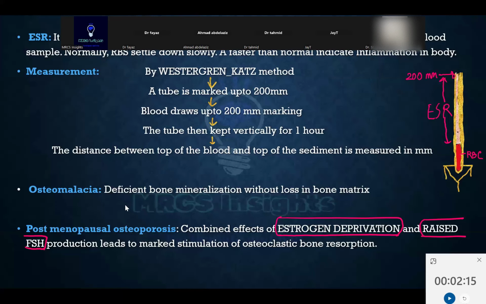Now come to the topic osteomalacia. What is it? It is deficient bone mineralization, but the bone matrix will be normal. And the last question was postmenopausal osteoporosis.